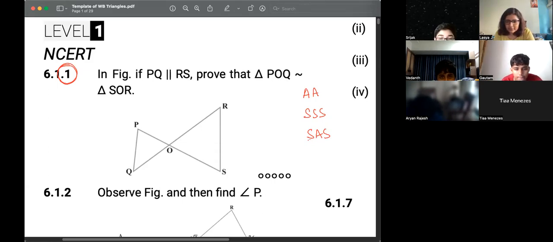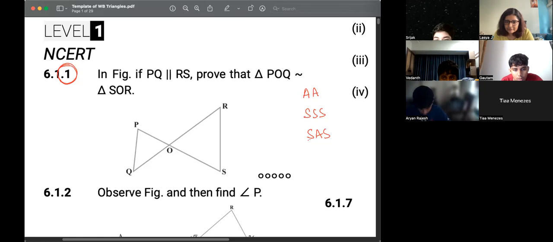Vedant. Okay. Can we solve it in the chat? Yes. Yeah, Vedant, you realized your mistake in the next message. Yes. Srijak, yes. You got it.